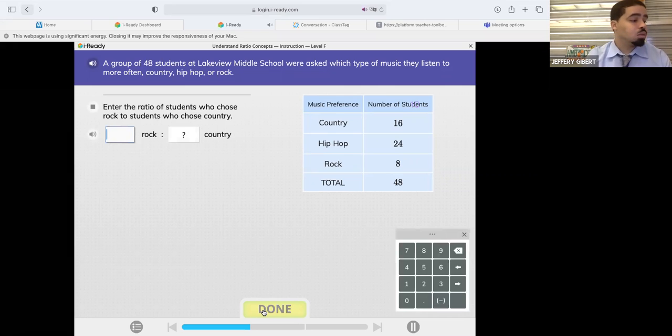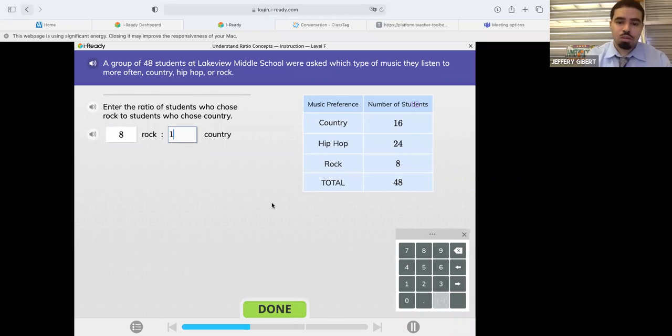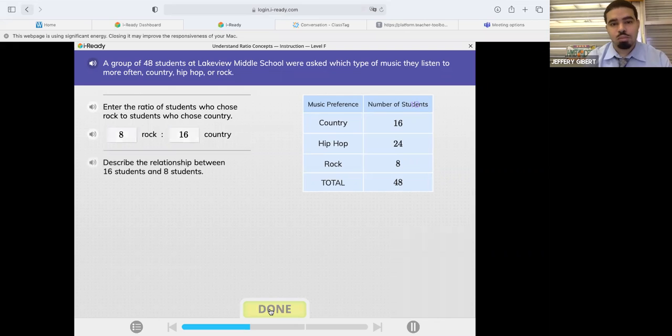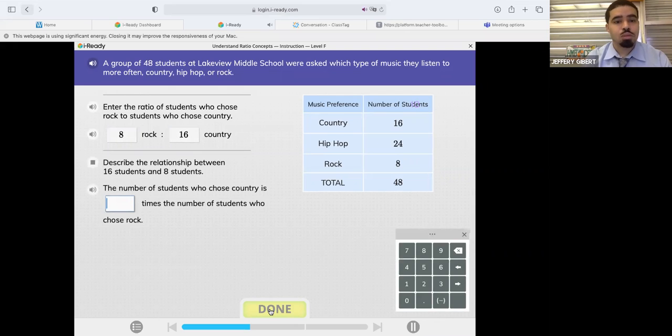Enter the ratio of students who chose rock to students who chose country. All right, Queen Africa, how many students chose rock? Yes, and how many chose country? Yes. Describe the relationship between 16 students and 8 students. All right, so Queen Africa, the number of students who chose country is how many times the number of students who chose rock?